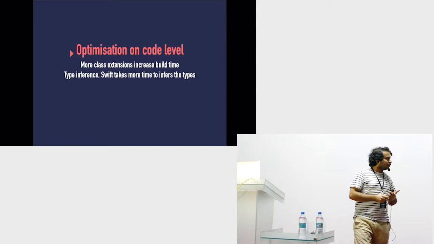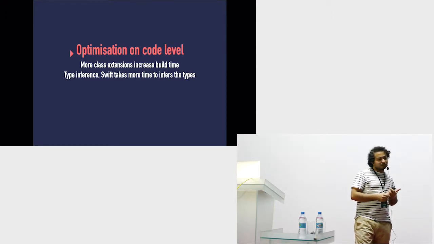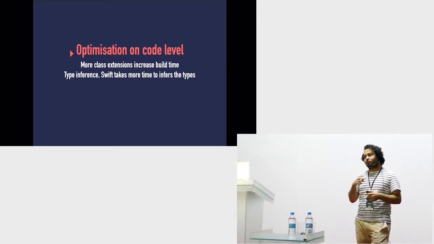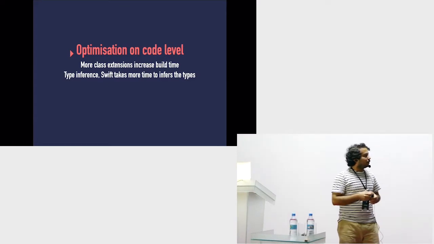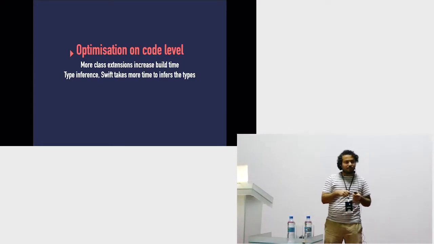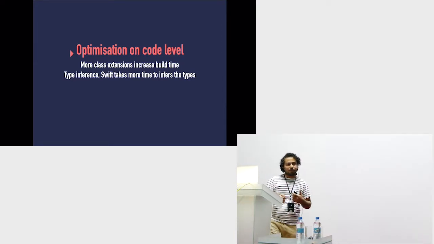The second thing also is type inference. Swift takes time to infer the type, to understand the type of your object. It's better to identify the type of your objects, to make them explicit types.